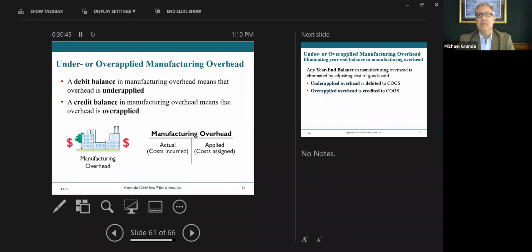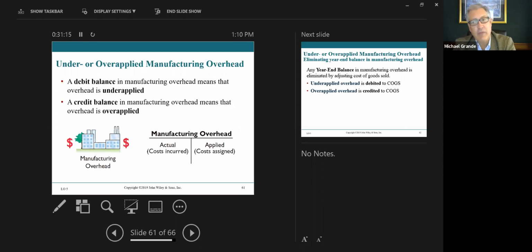A debit balance in the manufacturing overhead account means that overhead is underapplied. Remember, the debits in that account represent actual costs. The credits represent amounts transferred to our product cost account, work in process. If we have a net debit, that means we have some cost left over. That means we did not transfer enough cost into our product. Hence, it's underapplied.